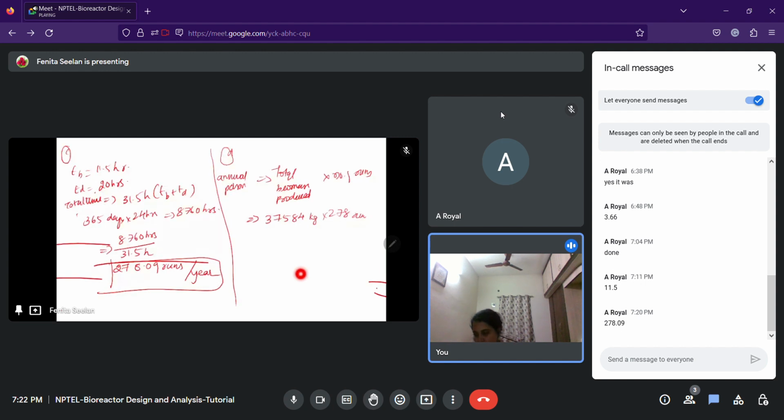So 1 ton is 10 power of 3 kilograms. So what this would be 37584 into 278 kgs, which is 1044.352 tons per year. This is our annual production.